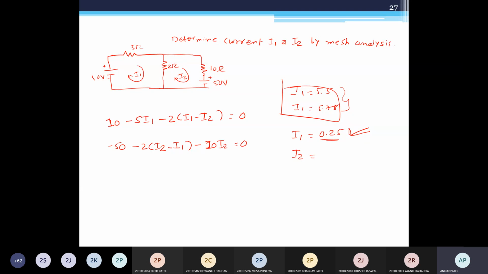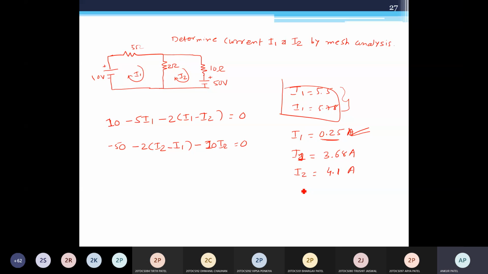4.1. Sir, 3.68. I1 is 3.68. Good. 4.12 for I1. I2 is equal to 4.1. Okay, you need to write the unit, ampere, after the value. Okay, yes, tell me.